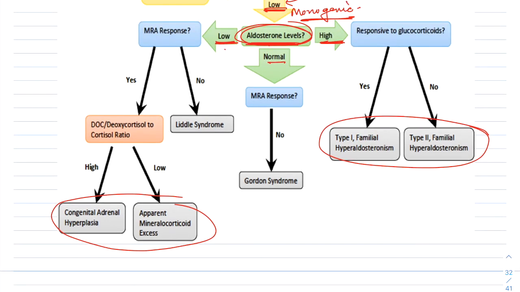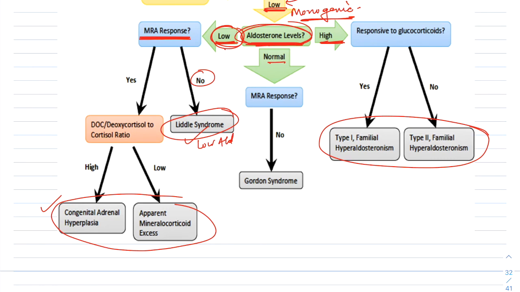Okay, so after checking the aldosterone levels, if the aldosterone level is low, we can suspect either syndrome of apparent mineralocorticoid excess or congenital adrenal hyperplasia. Now, and also Liddle syndrome. Now, we check the MRA response. MRA response, if it is absent, we can say that it is Liddle syndrome. Low aldosterone levels with absent MRA response is Liddle syndrome.